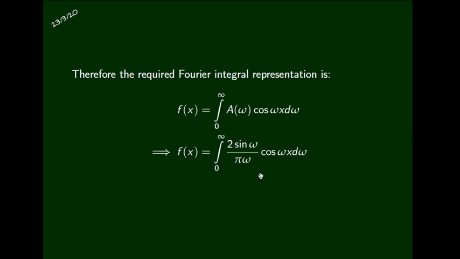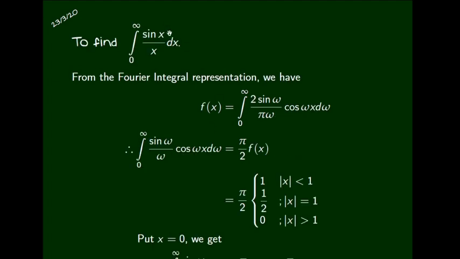Now we are going to find the integral from 0 to infinity of sin x by x dx. For that we start from the Fourier integral representation. It says that f of x equal to integral 0 to infinity 2 sin omega by pi omega cos omega x d omega. Compare these integrals. Here integral 0 to infinity, here also integral 0 to infinity, but with 2 sin omega by pi omega cos omega x d omega. Here integration is with respect to omega, so we can take the 2 by pi outside. So we get integral 0 to infinity sin omega by omega into cos omega x inside the integral symbol.